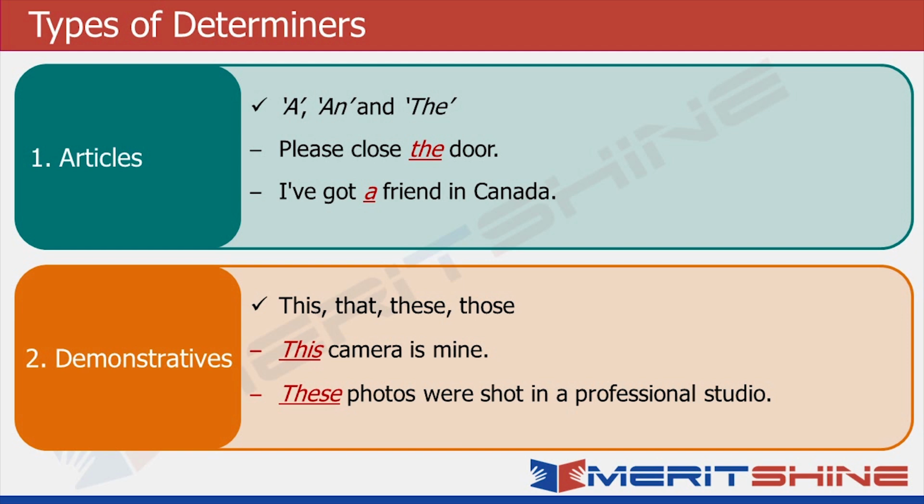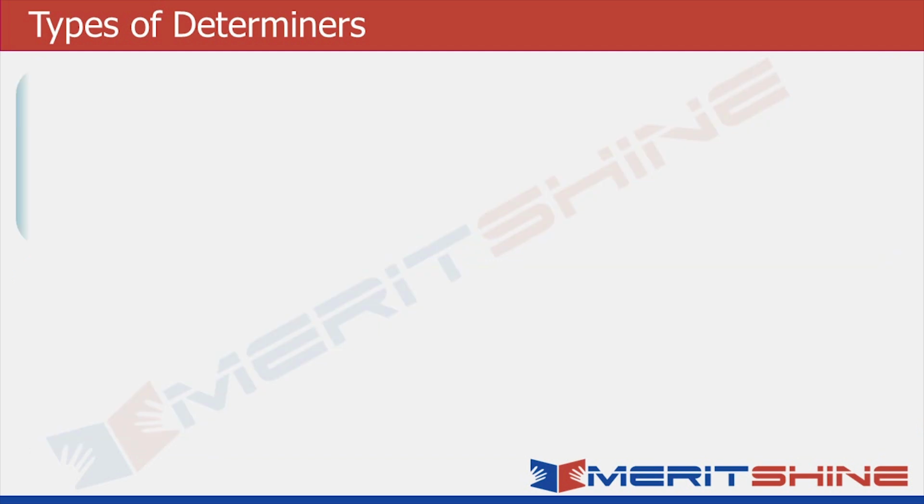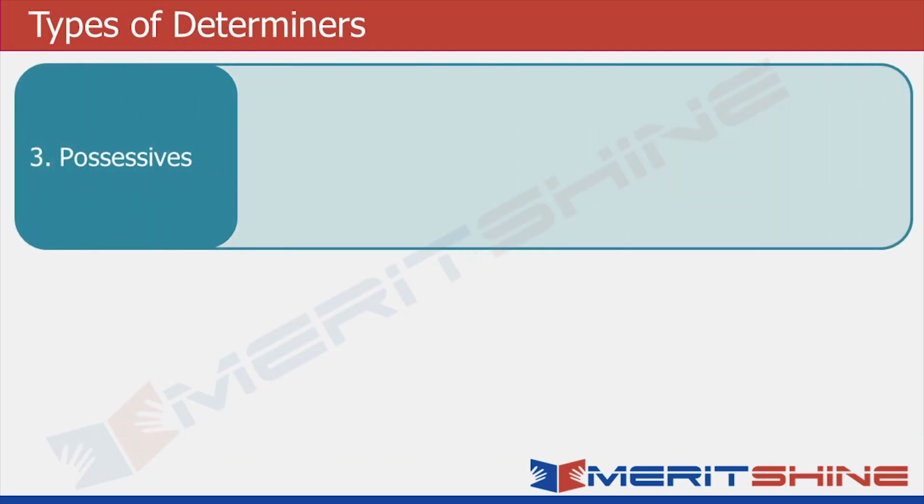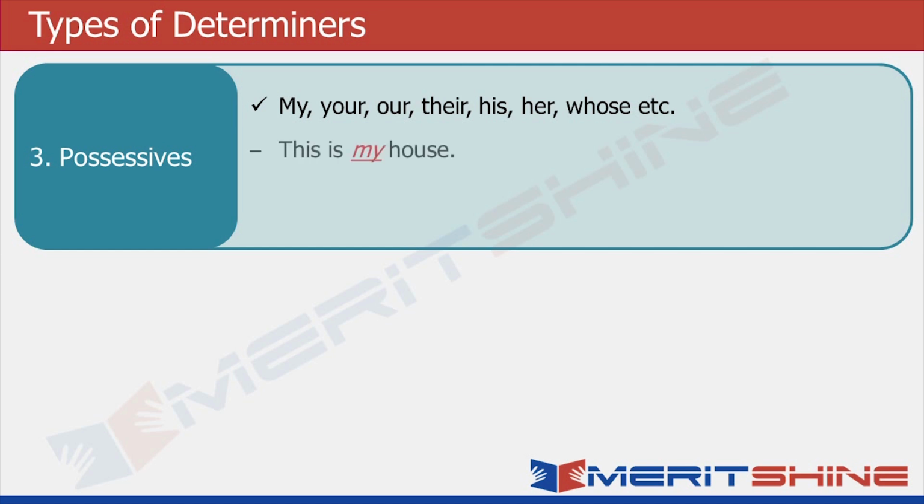The third type of determiners is possessives. Most possessive determiners refer to specific nouns: my, your, our, their, his, her, whose, etc. This is my house. Whose book is this? These are used for both singular and plural nouns.